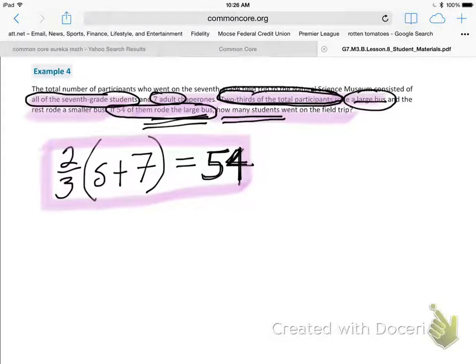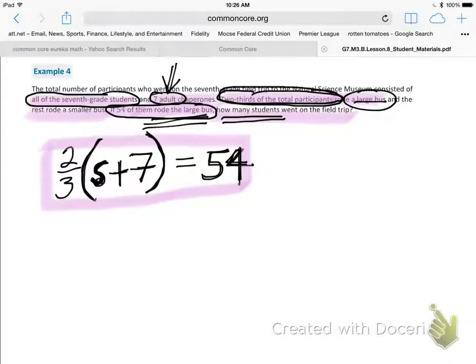And the only thing we know about the students was that they are an unknown. What we know is we don't know, so we have to represent them with S, the unknown S, plus 7, because we know that there are 7 adults. So we know about the adults. All right, so this represents all the participants. That's what's in the parentheses.